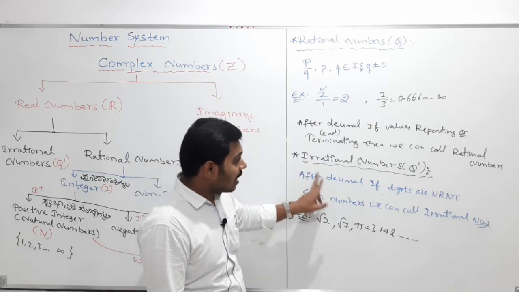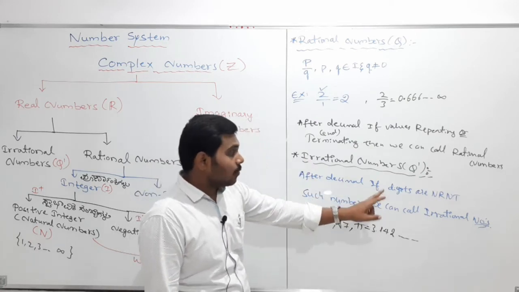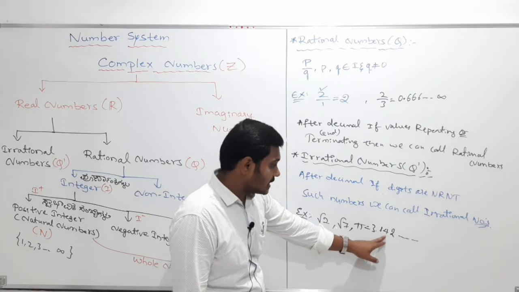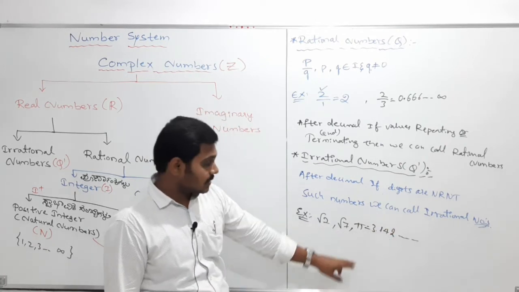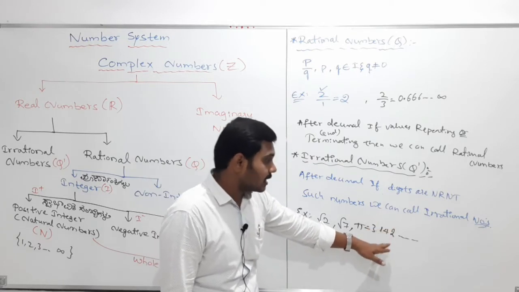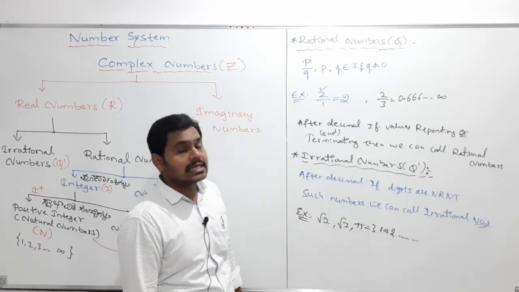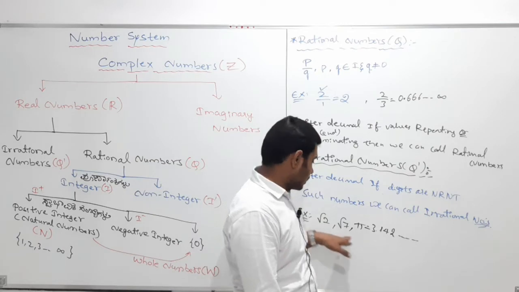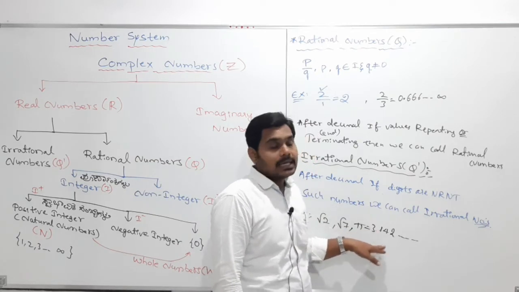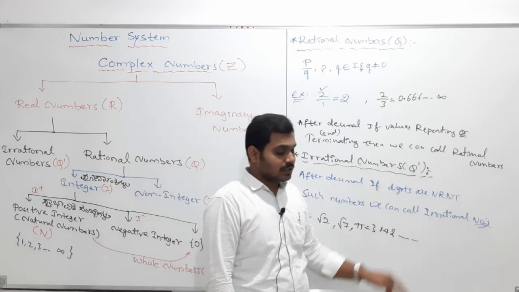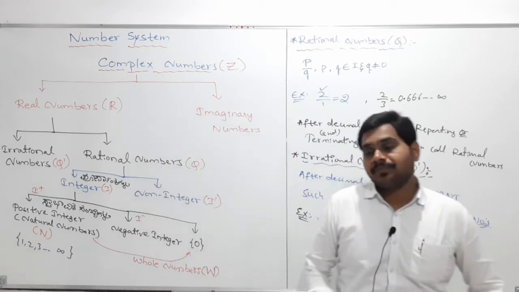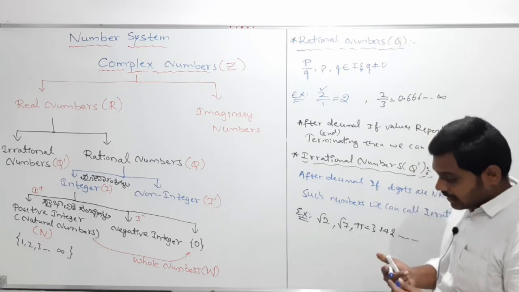So what is the definition? After the decimal, if digits are not repeating and not terminating, such numbers we can call irrational numbers. Root 2, root 7 and pi, these are all irrational numbers, and the symbol we will use is Q dash. So this is all about rational and irrational numbers, my dear students.